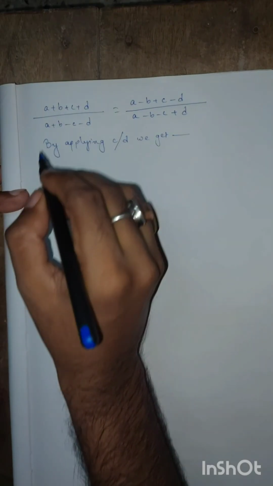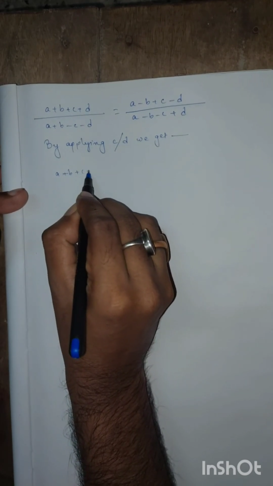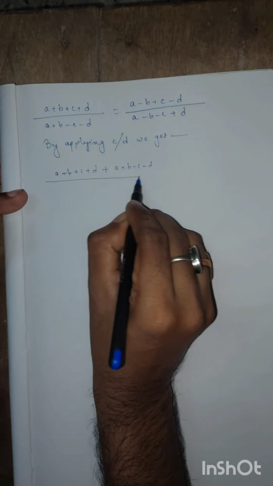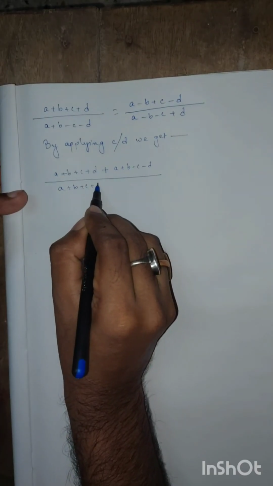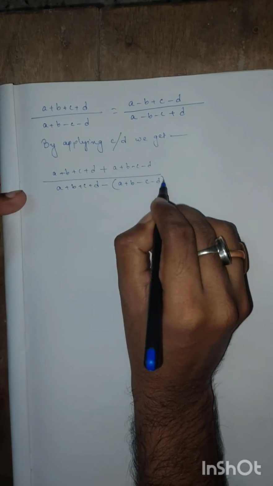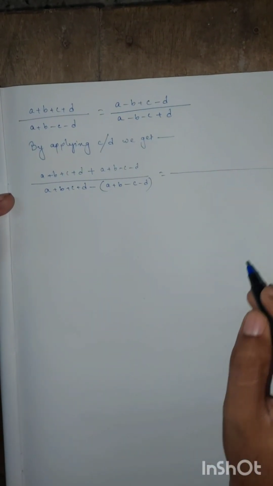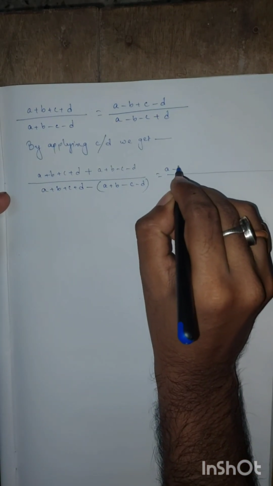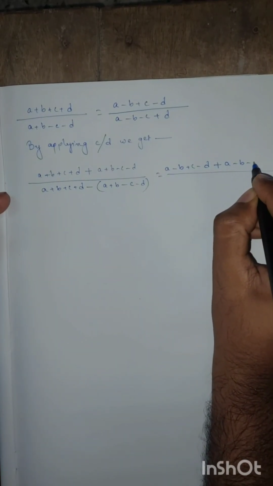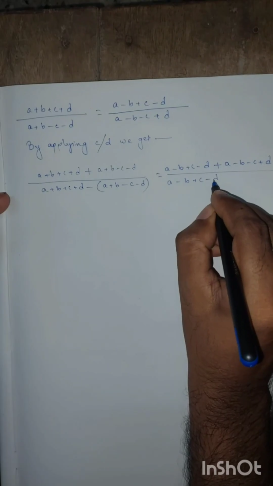Okay, so in the left hand side, numerator plus denominator by numerator minus denominator. Similarly, in the right hand side, numerator plus denominator, numerator minus denominator.